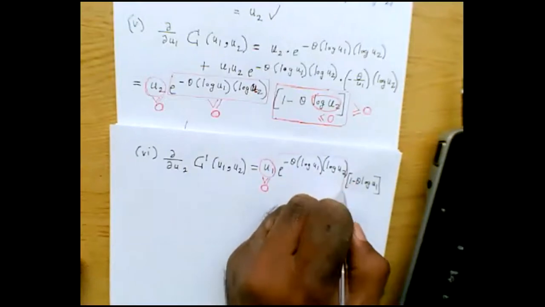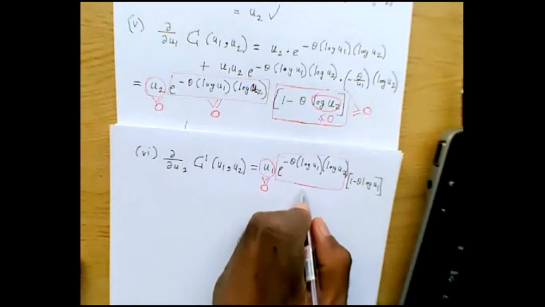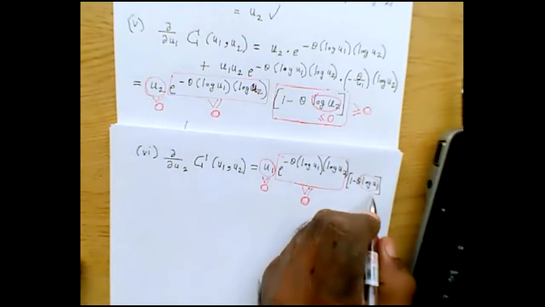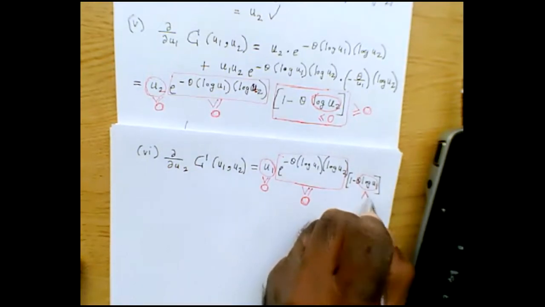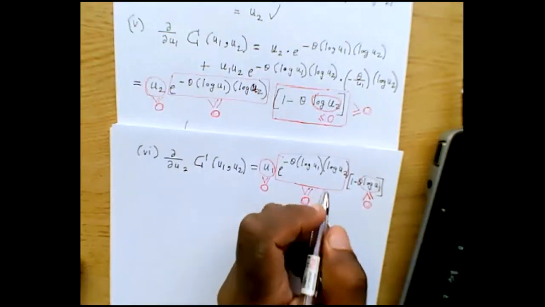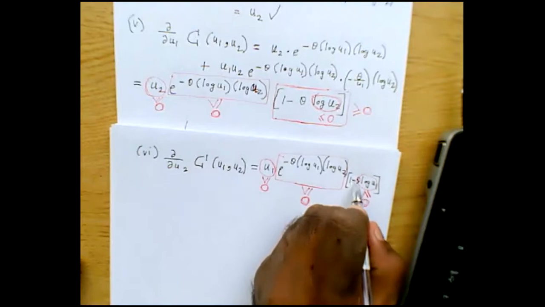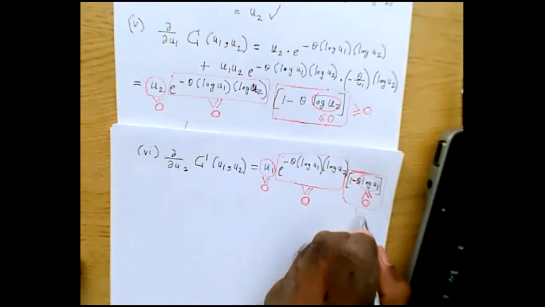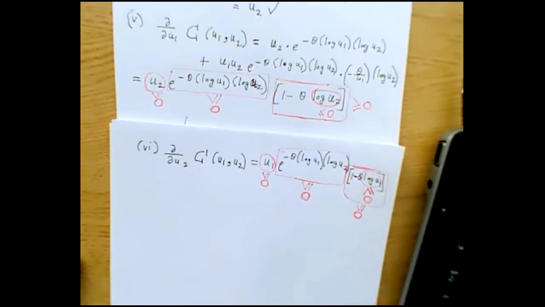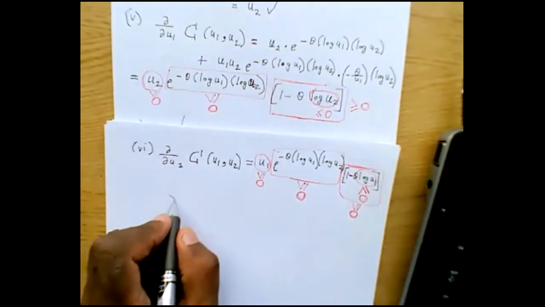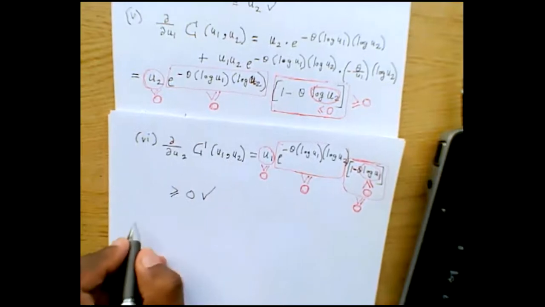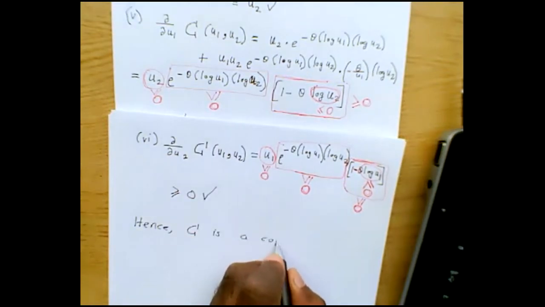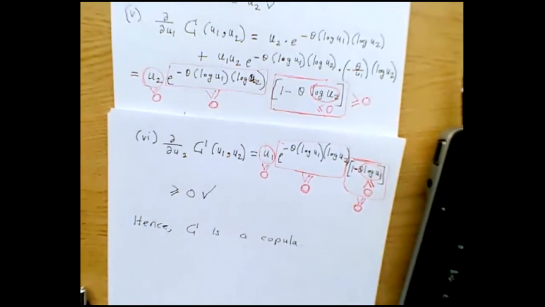And this exponential of anything is a number greater than or equal to 0. And log of u1, because u1 is a number between 0 and 1, log of u1 has to be less than or equal to 0, right? So hence, because you have a negative sign in front, this whole thing here has to be greater than or equal to 0, right? So hence we have shown that this guy is greater than or equal to 0, right? So the conclusion is that hence C is copied. All right, is that clear to all of you?